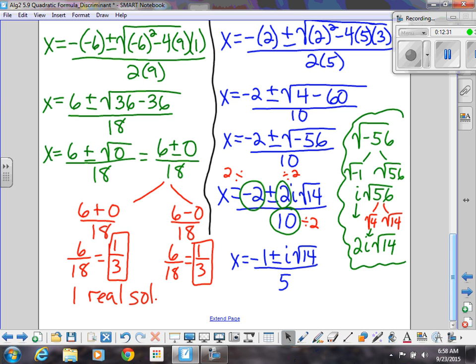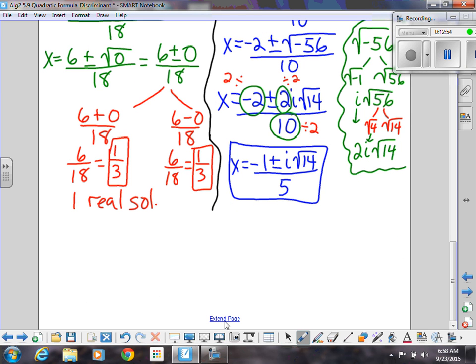The big thing about the quadratic formula is if you still have a square root in your answer, you need to look to see if you can reduce in all three spots. If you can't reduce in all three spots, then leave it alone. And then this would be our final answer. So what type of solutions do we have then? Well, this has i in our answer, so all that means is we have two imaginary solutions because it has the i in the answer. So we know that parabola would not touch the x-axis at all.